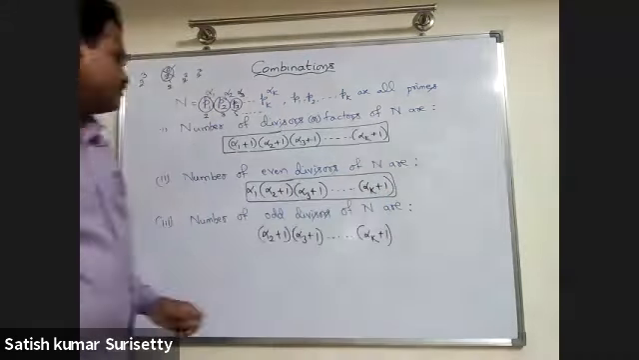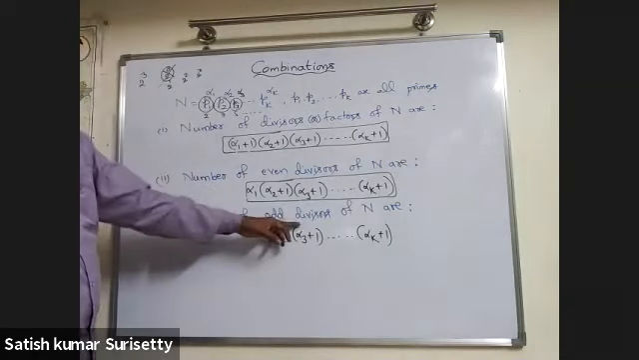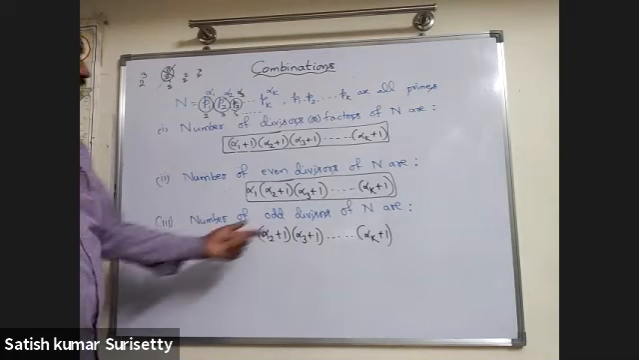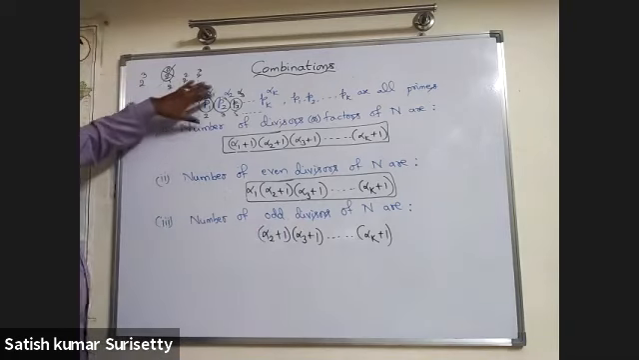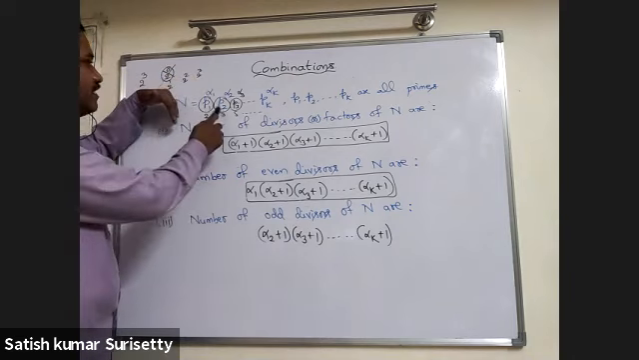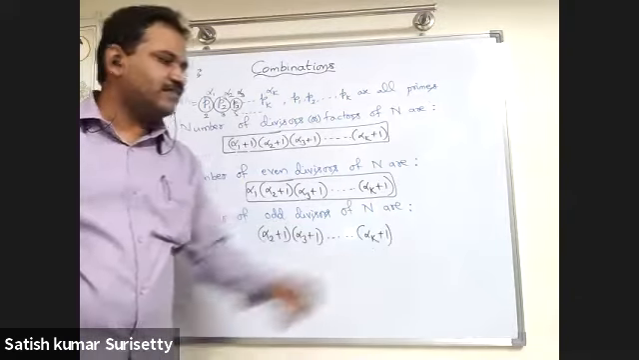Next, number of odd divisors of n. Number of odd divisors can be calculated from the total. You can subtract the even divisors, or we can calculate by eliminating the 2 to the power of alpha 1. That is, remove 2 to the power of alpha 1 and calculate the number of divisors for the remaining. So that will be (alpha 2 plus 1)(alpha 3 plus 1), and so on, (alpha k plus 1).